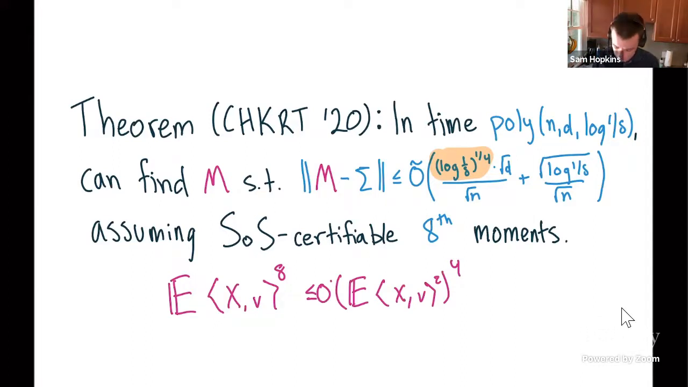So just to read it out, our confidence interval radius is root d over n times log 1 over delta to the 1/4, plus root of log 1 over delta over n. And just to offer you some comparison, let me rewrite what you would have gotten in the Gaussian case. It's root d over n plus root log 1 over delta over n.